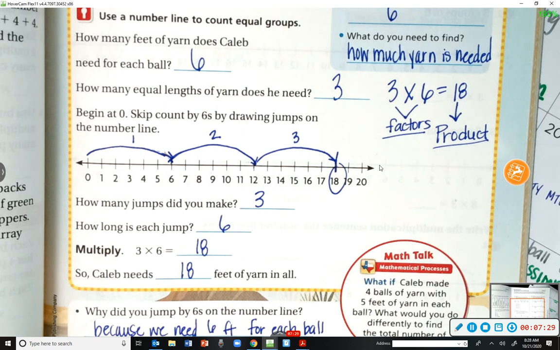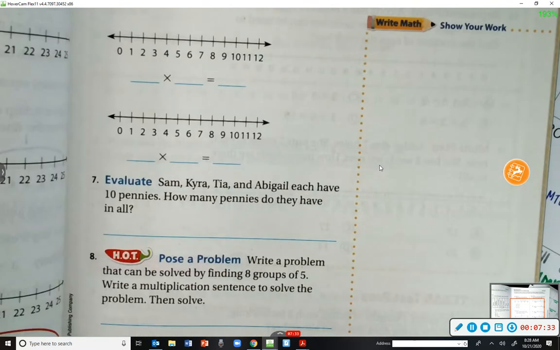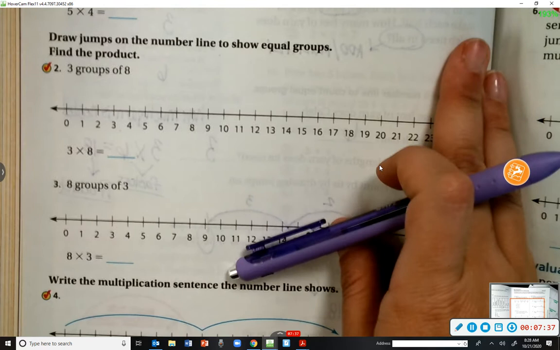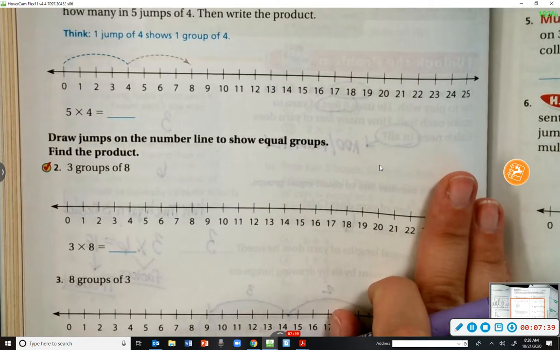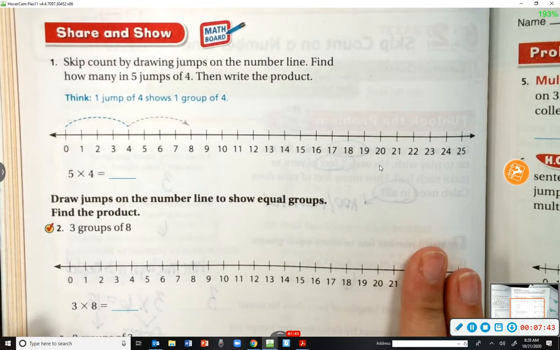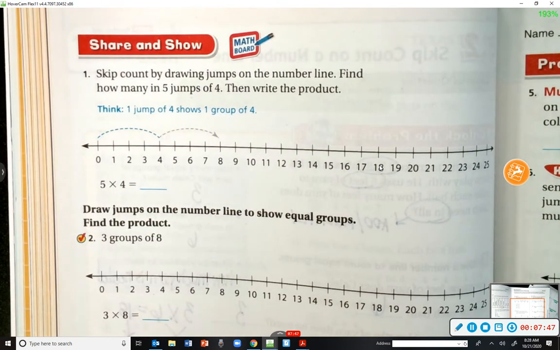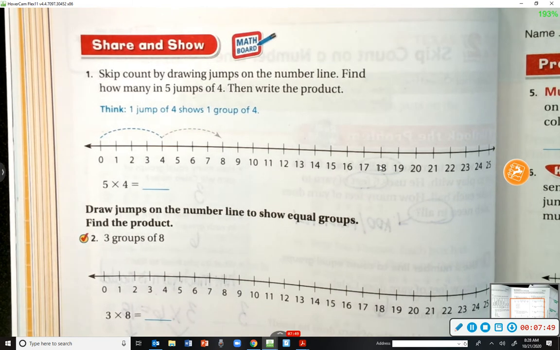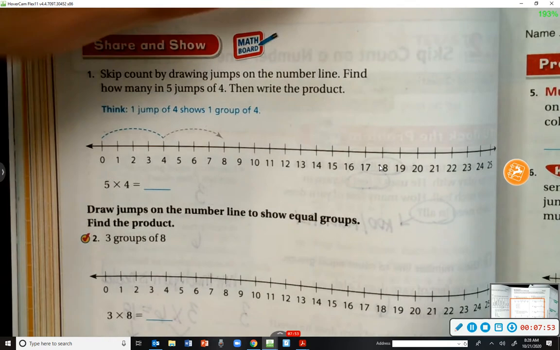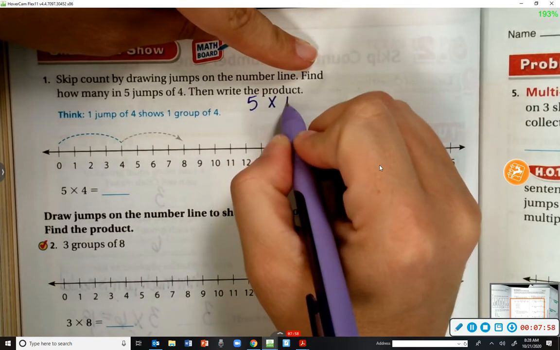Okay, flip the page. You got that down? Yes. Okay, we're going to do number 1 together, and then you're going to try number 2. Skip count by drawing jumps on the number line. Find how many in 5 jumps of 4, then write the product. Okay?